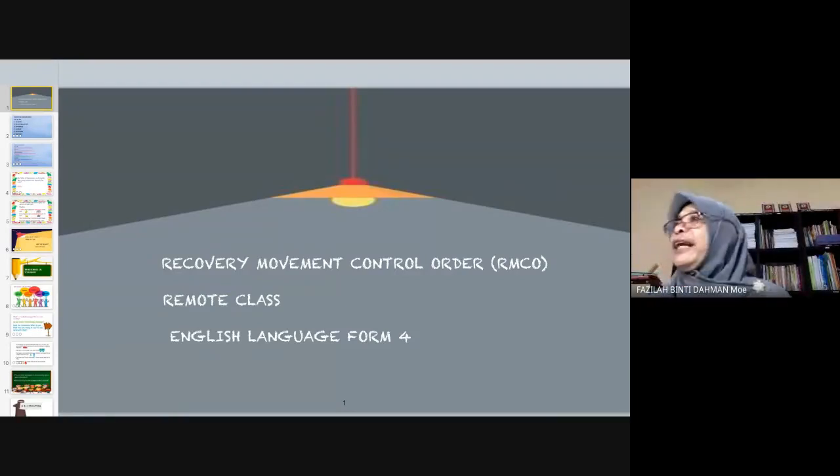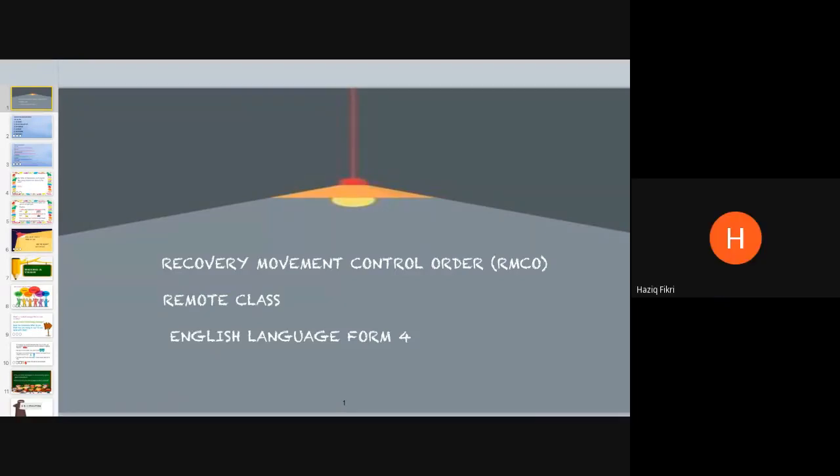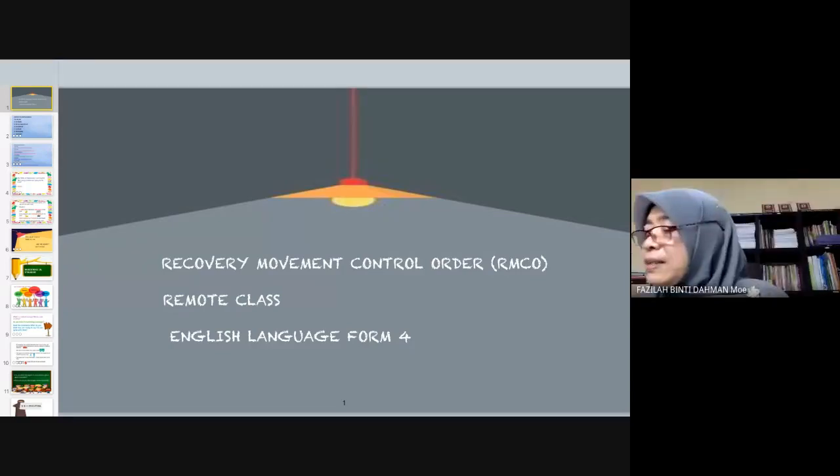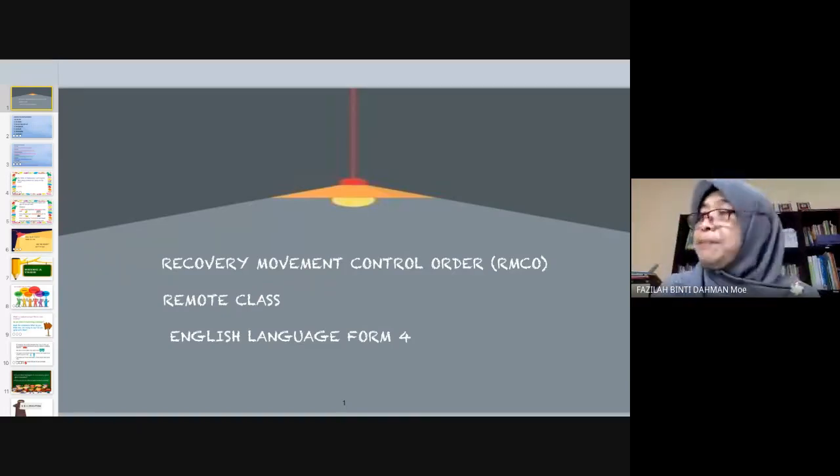So now, class, all students of SMK Derma, please focus because I am going to explain to you the uses of this, a further explanation about all this grammar part here, the future will.